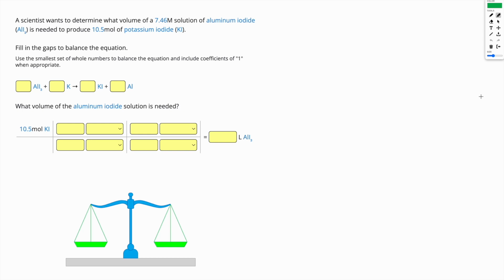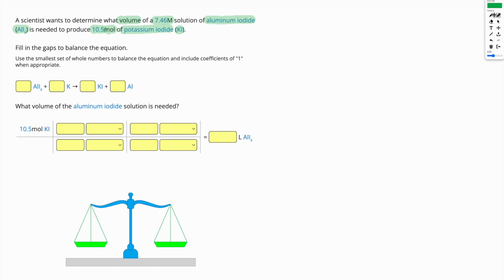In this question, a scientist wants to determine what volume of a 7.46 molar solution of aluminium iodide, AlI3, is needed to produce 10.5 moles of potassium iodide, KI. Okay, let's start by balancing our equation.